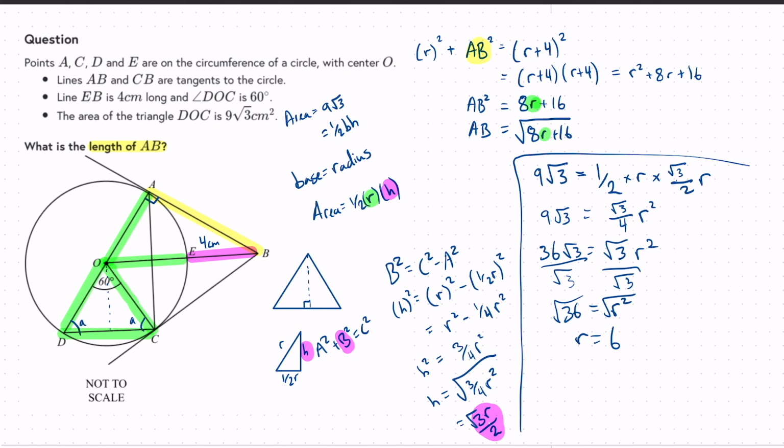Now, if r is 6, we can finally come back to our initial equation. AB is equal to the square root of 8 times 6 plus 16, which is the square root of, you can do this for yourself, 64. AB is equal to, after all that work, 8 centimeters.